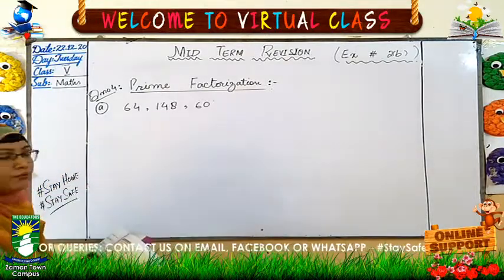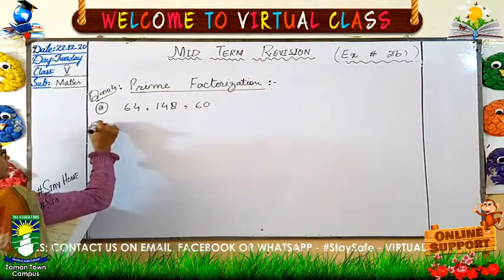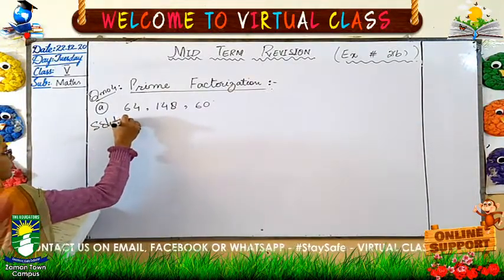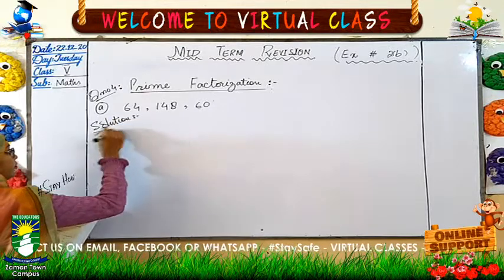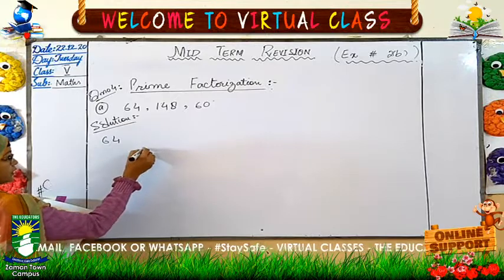What we have to do? We will do one by one the LCM of each number. Solution: 64. Find out the factors of 64.